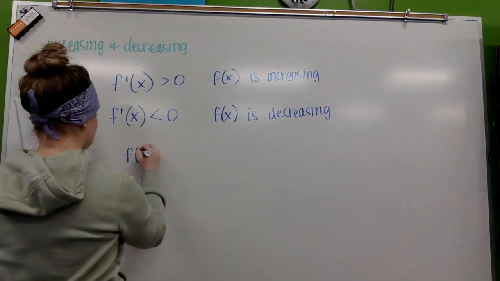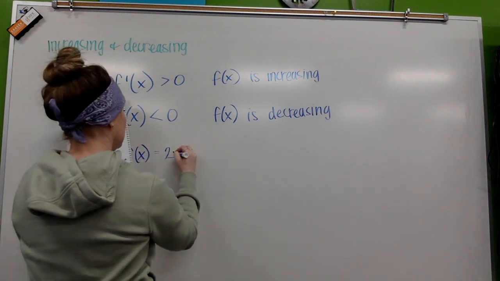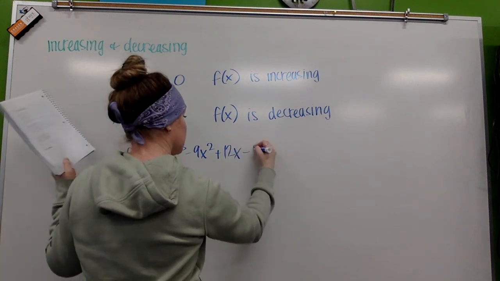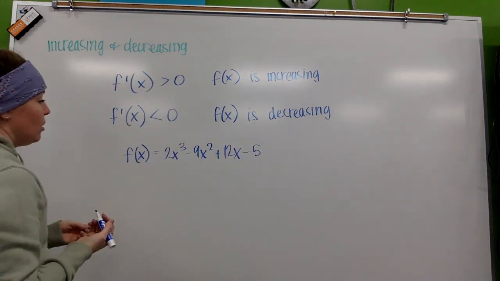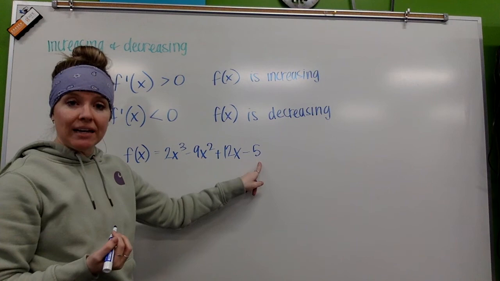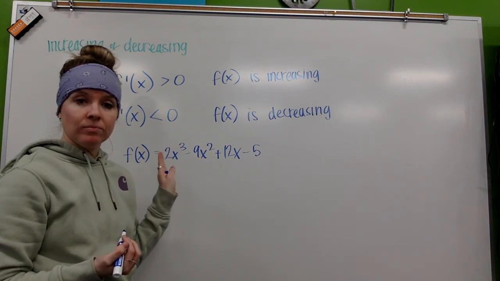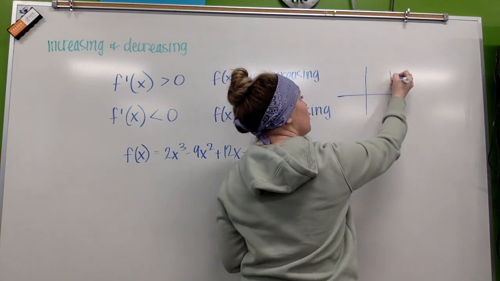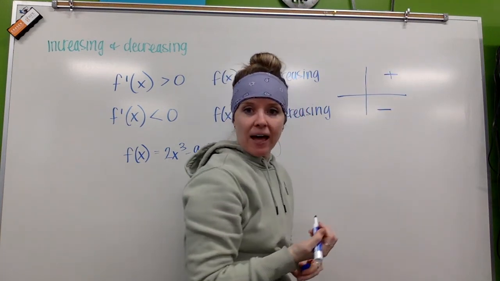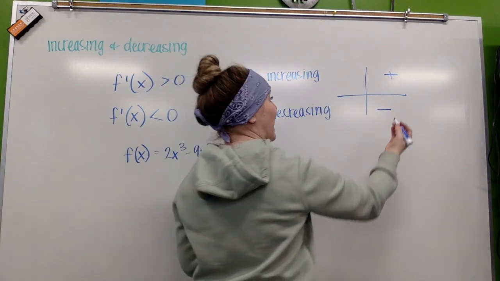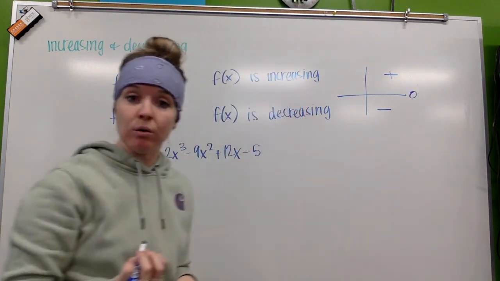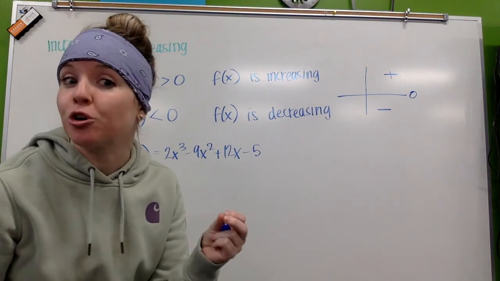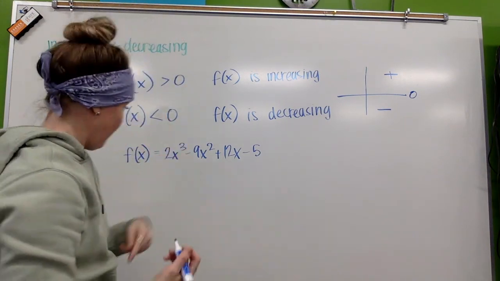So if I told you f of x equals 2x cubed minus 9x squared plus 12x minus 5. Well, I want to know where my derivative is positive and negative. Well, if you think about it, on a graph, to be able to go from positive values to negative values, what has to happen? I have to pass through 0. So what I want to know is where does my derivative equal 0? I want to find those critical points, right?